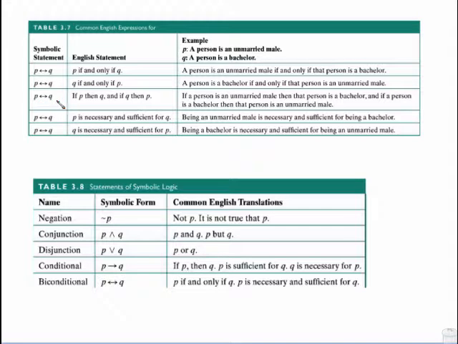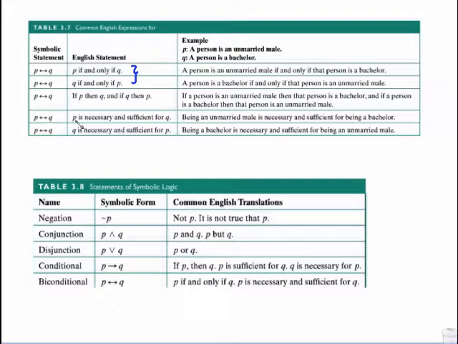This breaks down what the biconditional really means. P if and only if Q really means if P then Q and if Q then P. So if a person is an unmarried male, then that person is a bachelor, and if a person is a bachelor, then that person is an unmarried male. So you see that the biconditional, the double arrow, just saves you a little bit of time not having to write all that out twice.